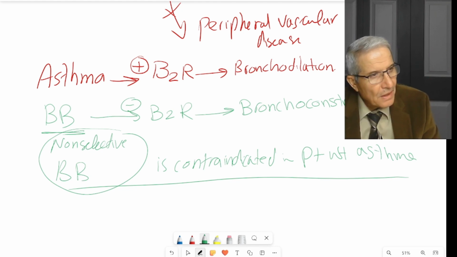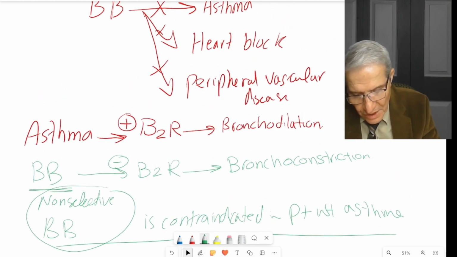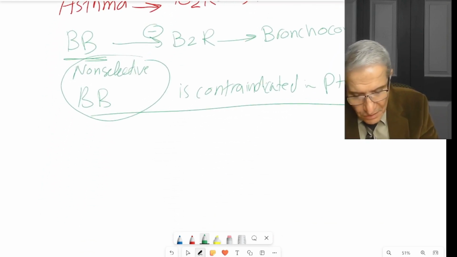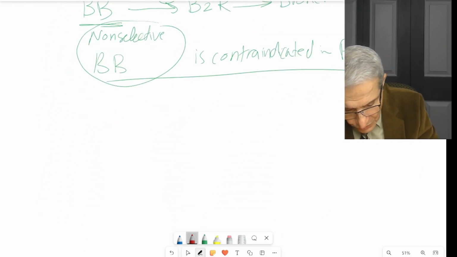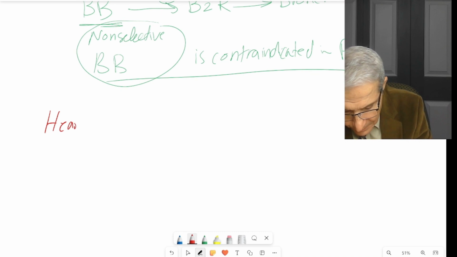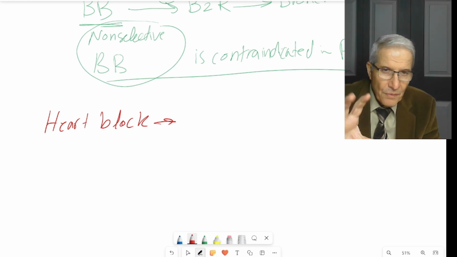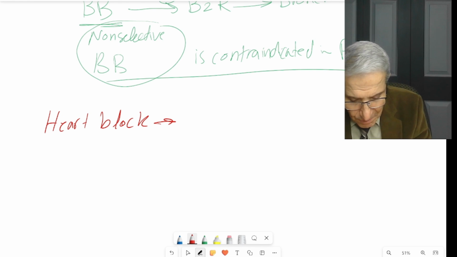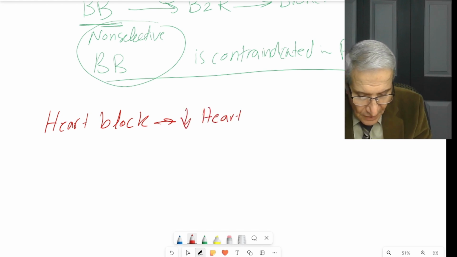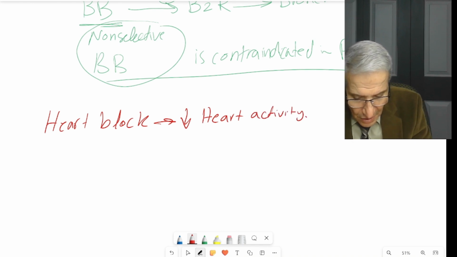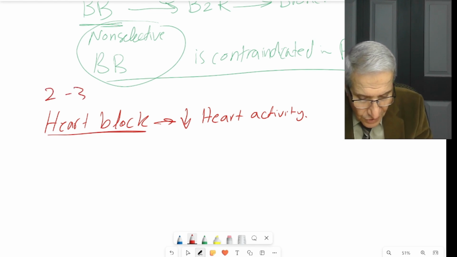The second one, I will take the heart block, second or third heart block. When you speak about heart block, that means the heart will pump then stop, pump then stop. So what happened there? We have decreased heart activity. This is a disease, second or third degree heart block, with decreased heart activity.